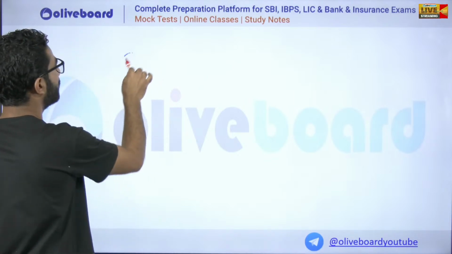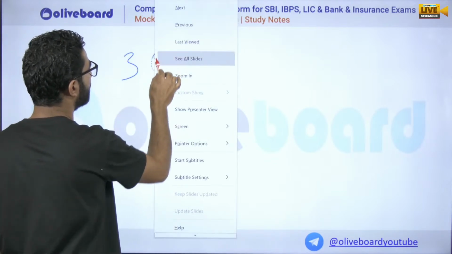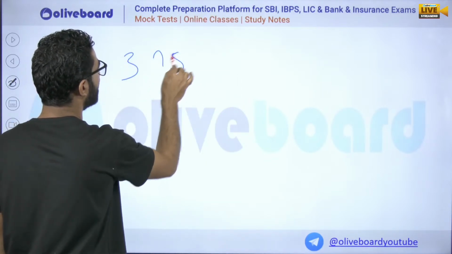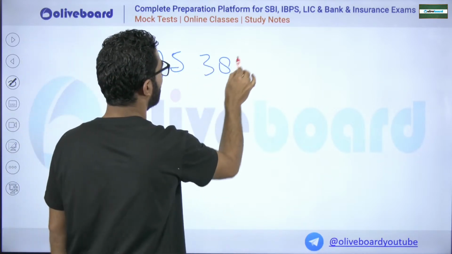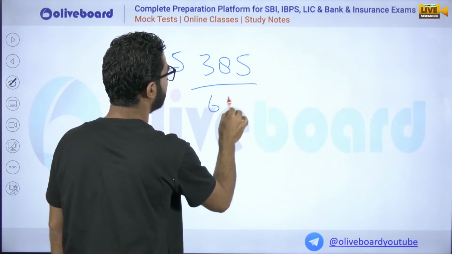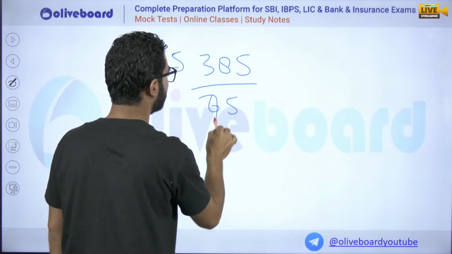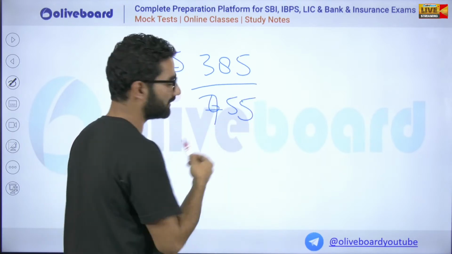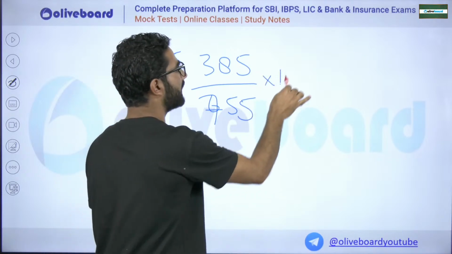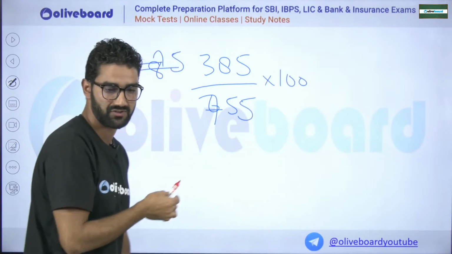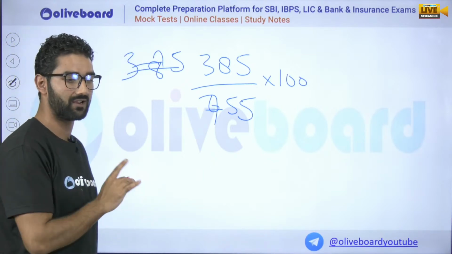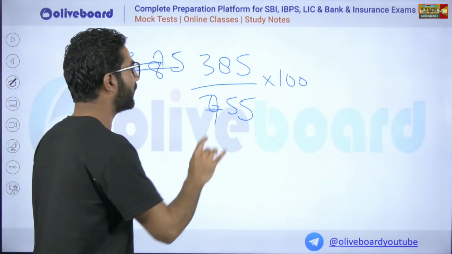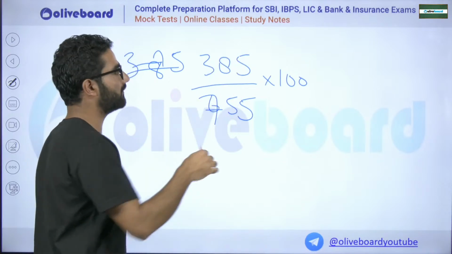I'm asking you, if I write 385 divided by 655 or 755, and it is multiplied by 100. Yesterday I asked you one question on this, and some of you were a little confused about how to calculate all this. Sometimes you can reduce this.